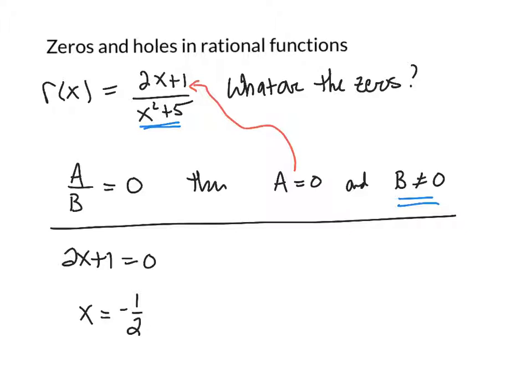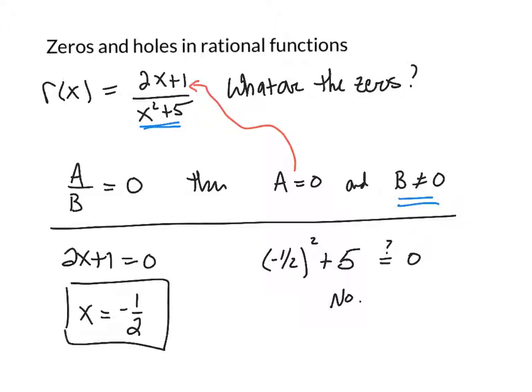But we also want to just double check really quickly. Is x squared plus 5, when I plug in negative 1/2, equal to 0? If we get 0 over 0, some funky stuff could happen, so we want to just double check. Negative 1/2 squared, is this equal to 0? And very quickly we see that if I square something and add 5, it's going to be a positive number. And so, no, we don't have an issue there. So the zeros of our function are just the single one right here, x equals negative 1/2. This is the only 0 of our function.